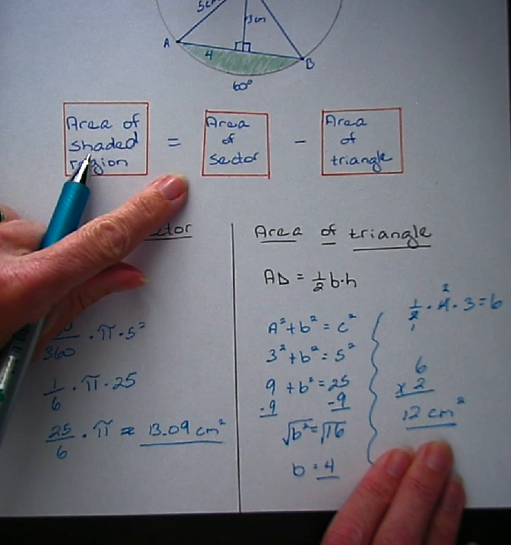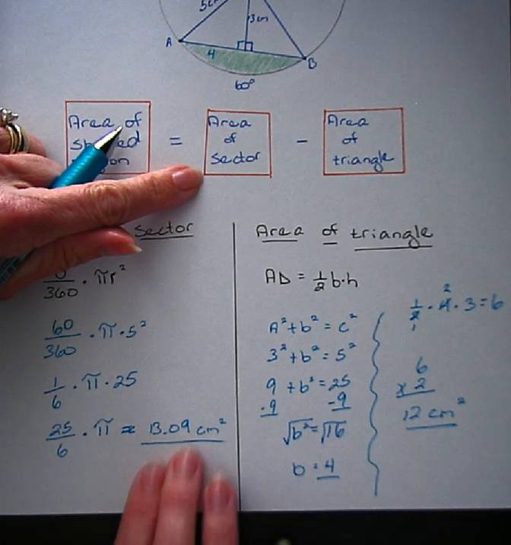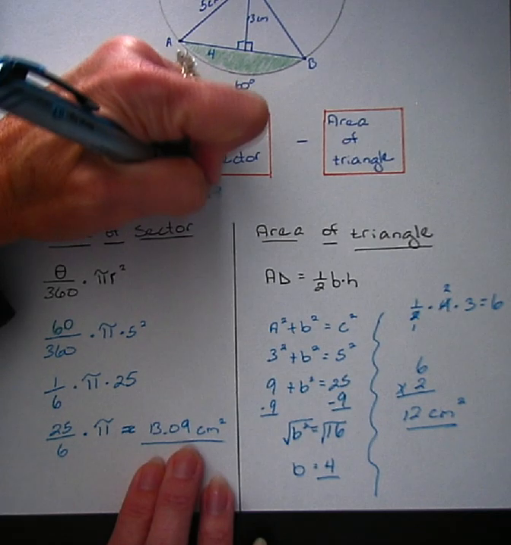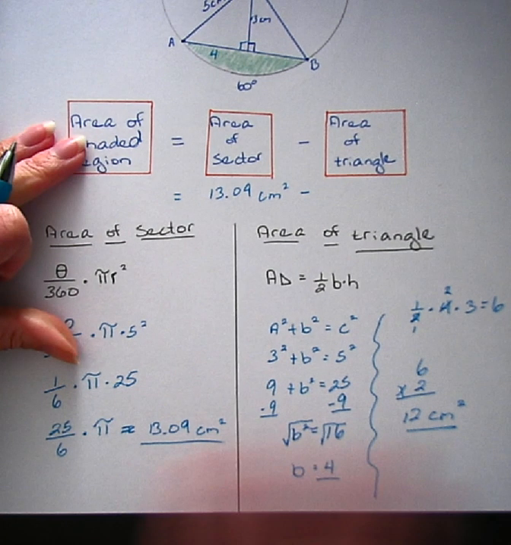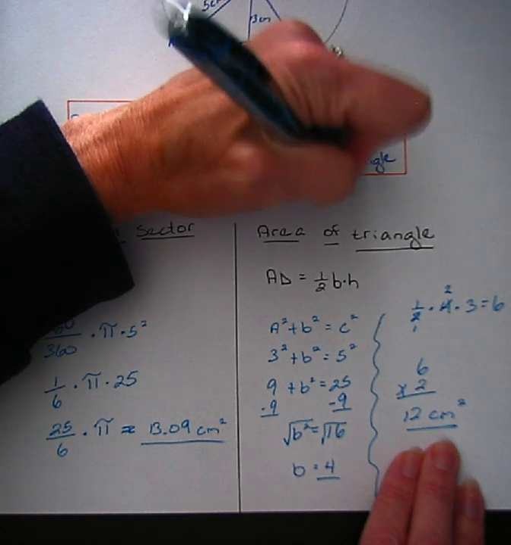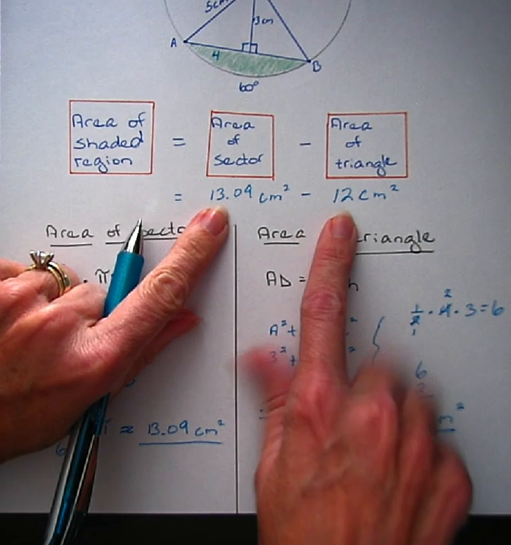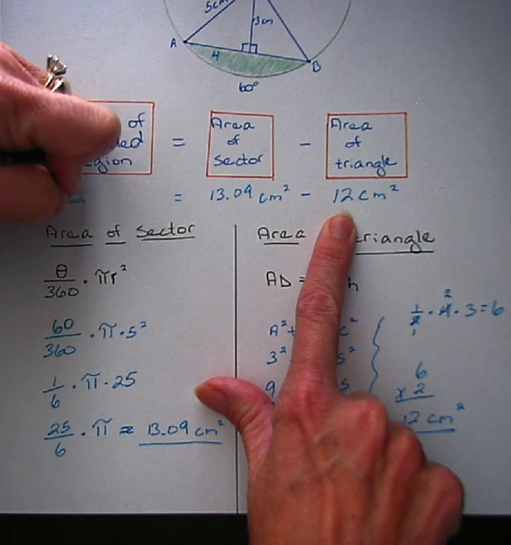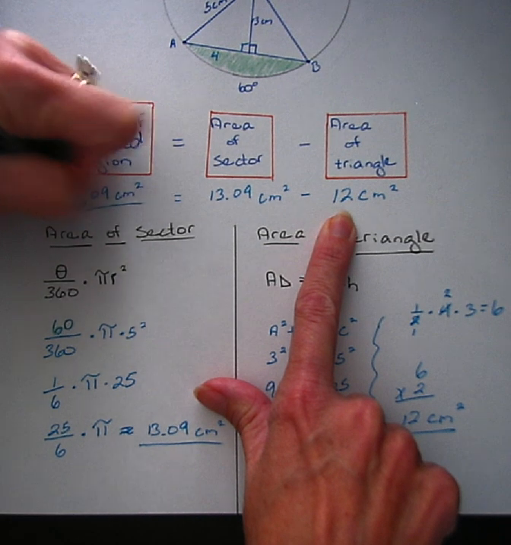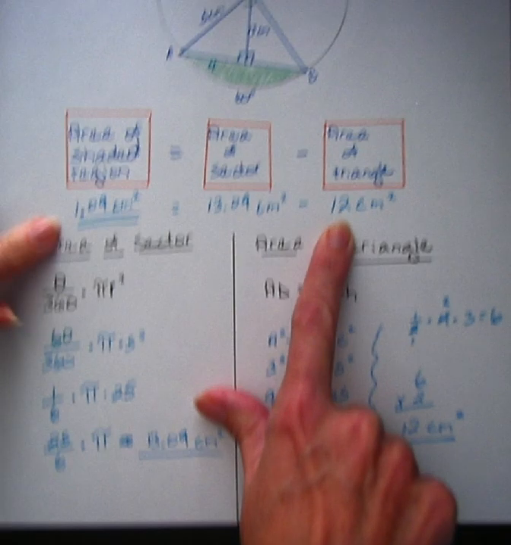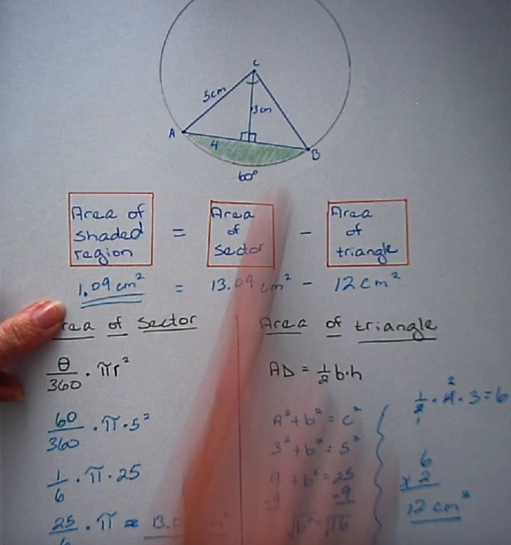So now let's go back up here. I want the area of my sector, which we found over here was 13.09 centimeters squared, minus the area of my triangle, which would be 12 centimeters squared. And 13.09 minus 12 would be 1.09 centimeters squared. And then that is the area of just the green shaded region right there. And that's how you do that.